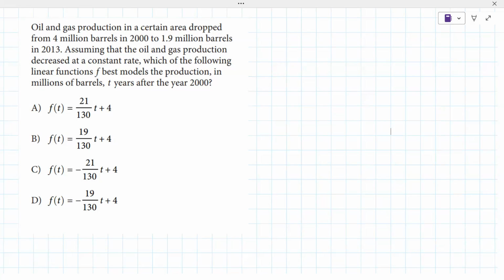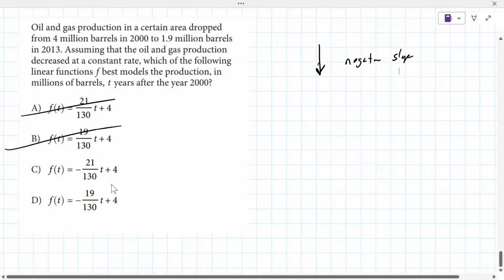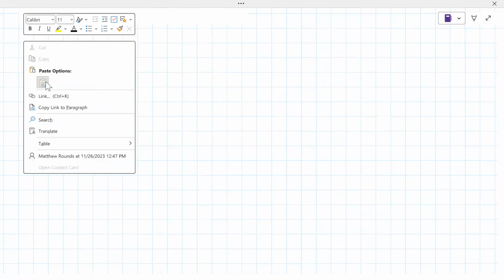I'm trying to see if there's anything I can help you out with. It says it started off with 4 million barrels and dropped to 1.9 million in 2013. So I definitely wanted to look for a negative fraction first, which was C and D. And then at the bottom it says which one models production in millions of barrels 2 years after the year 2000. So I'm guessing it was going down by 4 every few years, and 1.9 million, so I just picked that one. Got it. All right, that's fine.